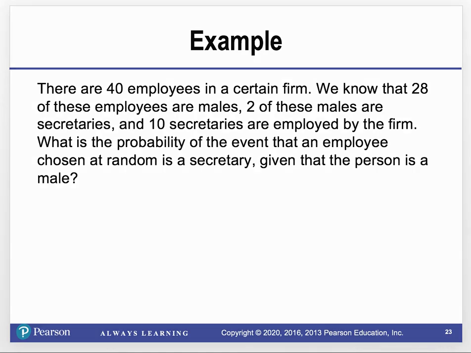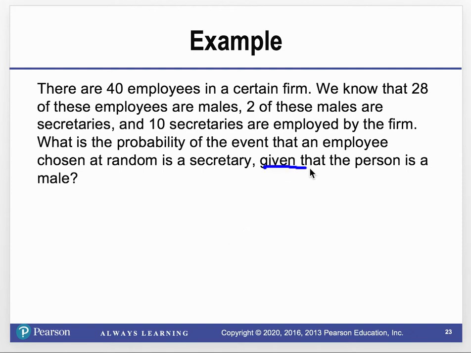There are 40 employees in a certain firm. We know that 28 of these employees are males. 2 of these males are secretaries, and 10 secretaries are employed by the firm. What is the probability of the event that an employee chosen at random is a secretary?